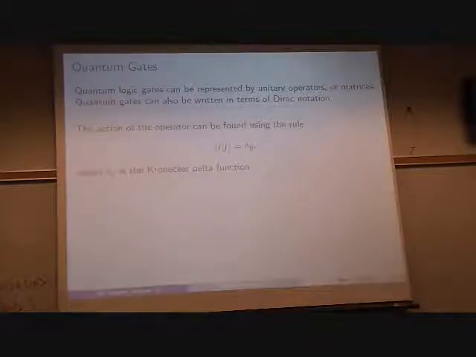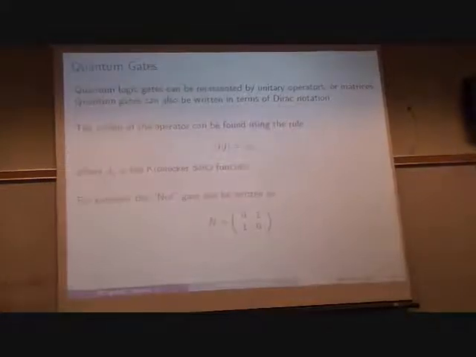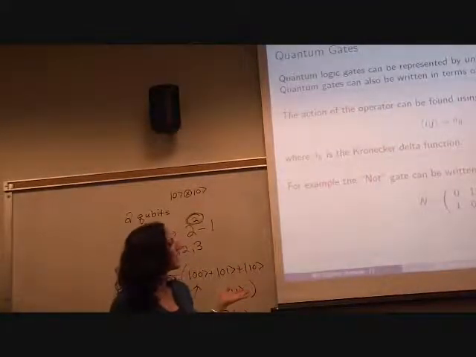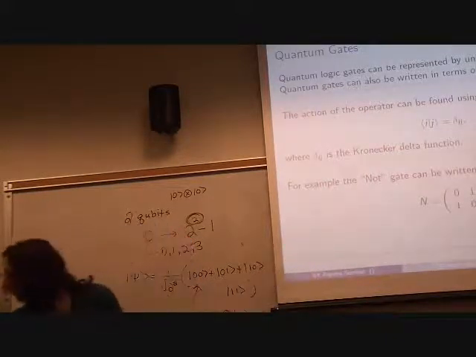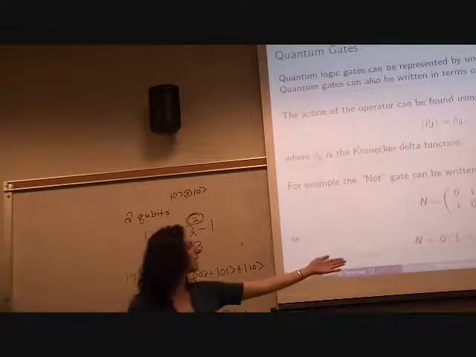Either way, it's interchangeable. Now you have two ways of viewing these logic gates. Either you can view them as matrices, or you can write them using our nice Dirac notation, which is our shorthand notation. And so the action of your matrix or your operator can be found using this very simple rule, which is the Kronecker delta. And we'll go through an example. So for example, here's a gate. We have its matrix form. Here's our NOT gate. And so in Dirac notation, this is what it would look like.